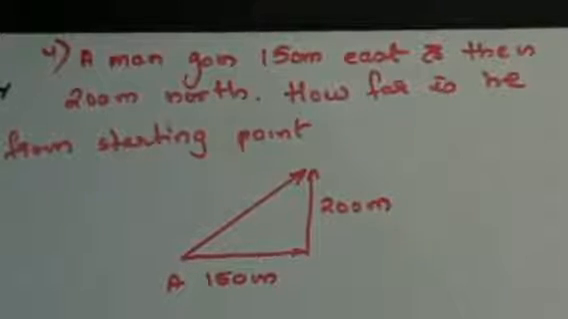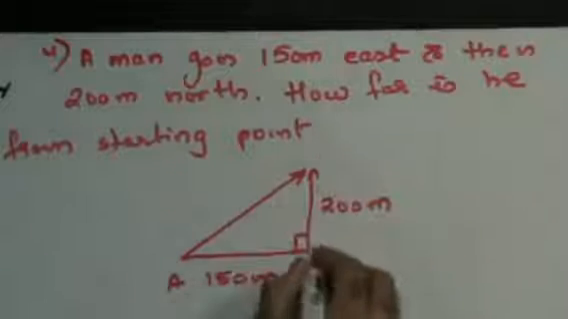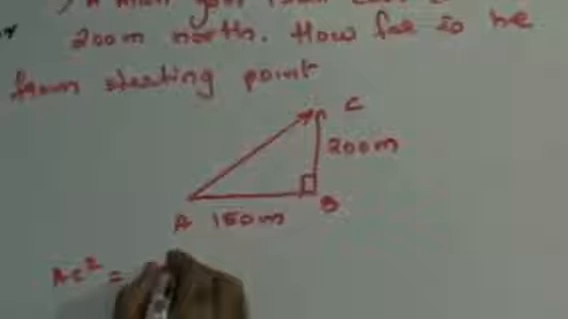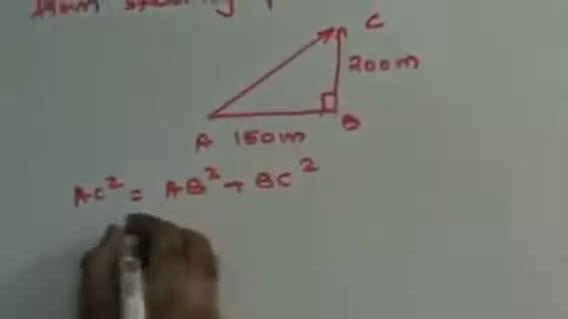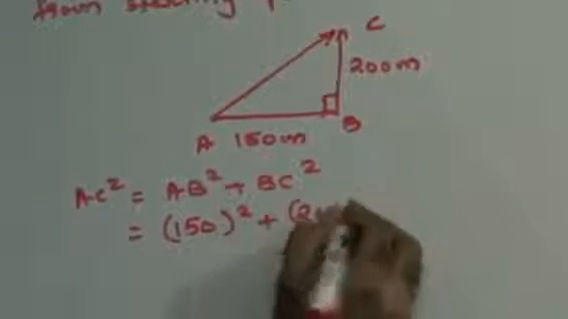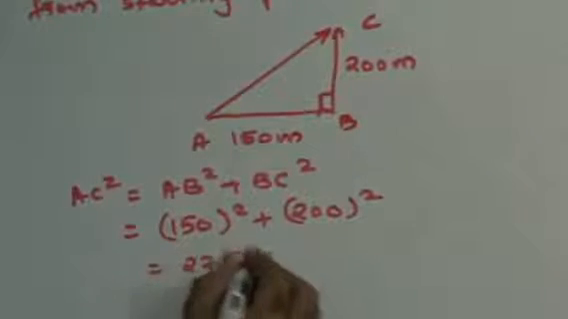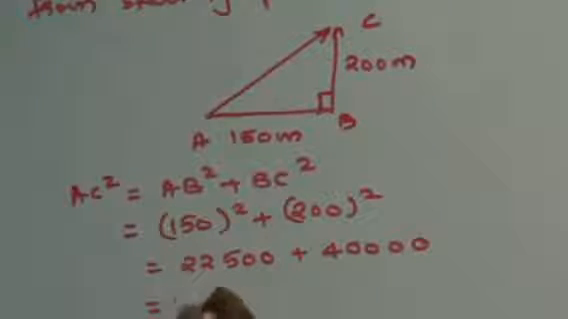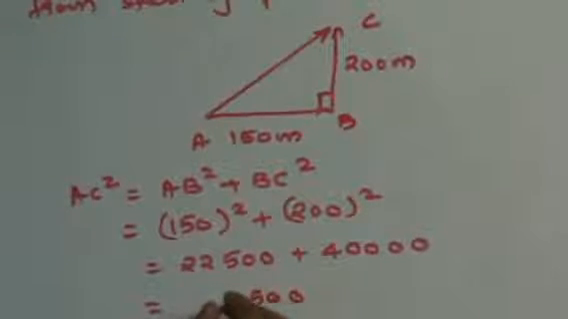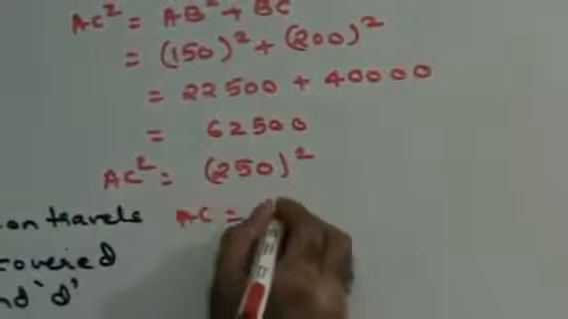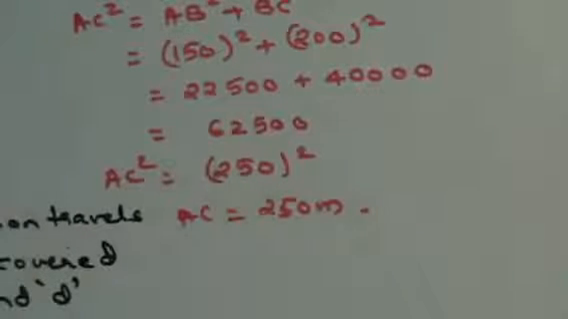I can find this by using Pythagoras theorem. Let's call this point B. Let's call this point C. If I use Pythagoras theorem, I can say AC square is AB square plus BC square. So that's 150 square plus 200 square. 15 15s are 225, two zeros; 2 2s are 4, four zeros. So this is going to be 62,500. AC square is 250 square, AC is 250. So he is 250 meters away from the starting point.